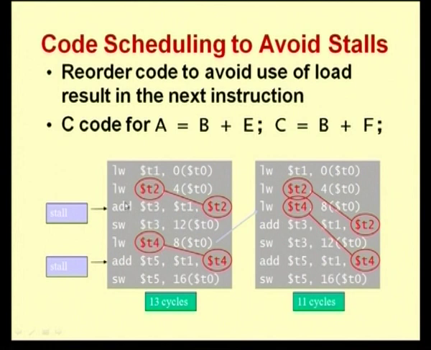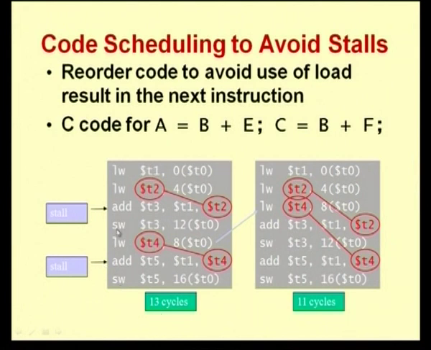Now you can see that when this add follows this load, there is a dependence here, so there will be a 1 clock cycle latency here. Then you have a store instruction, no problem with respect to that. Then again we have a load for the F, and then there is an add which is B plus F. Again this add follows the load, so there will be a stall cycle here. And then you have a store.